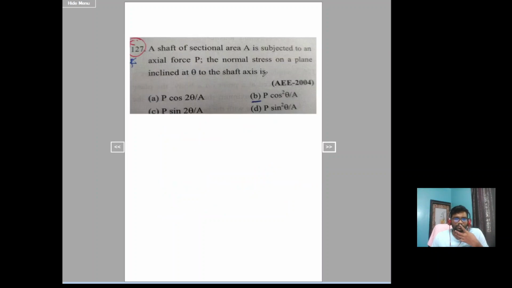Next one is, a shaft of sectional area A is subjected to an axial force P. The normal stress on a plane inclined at theta.